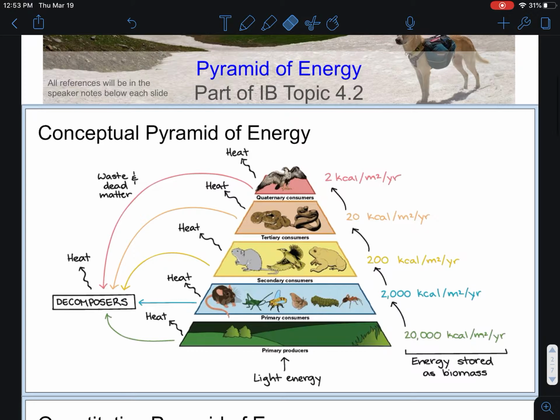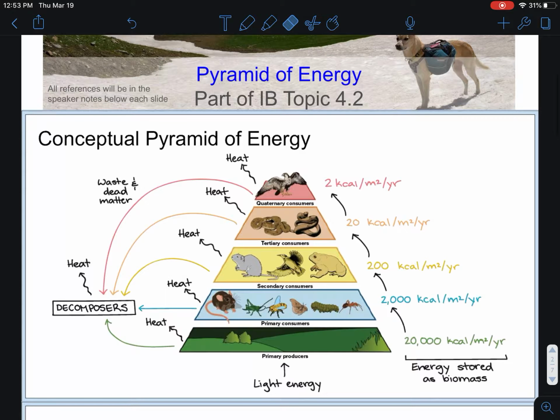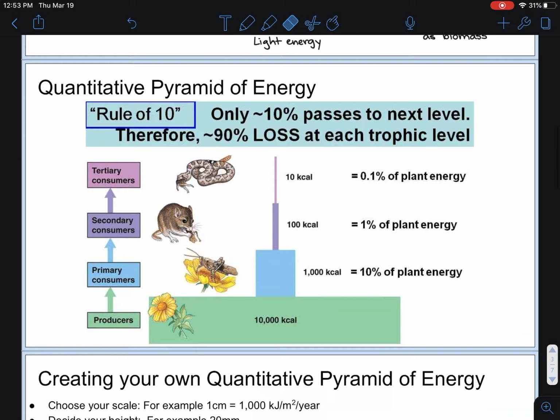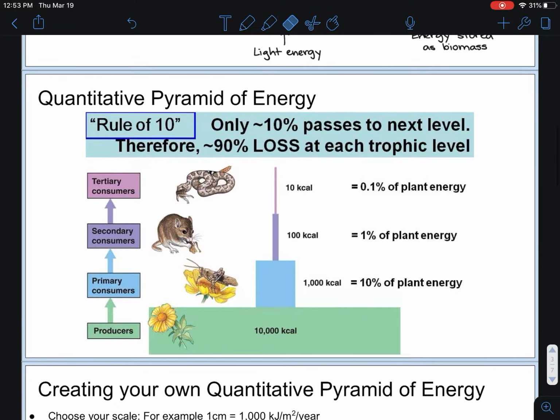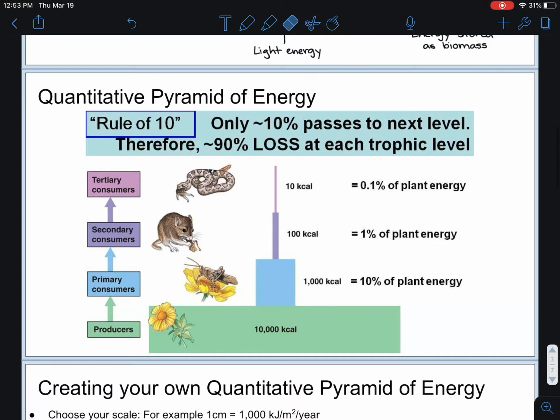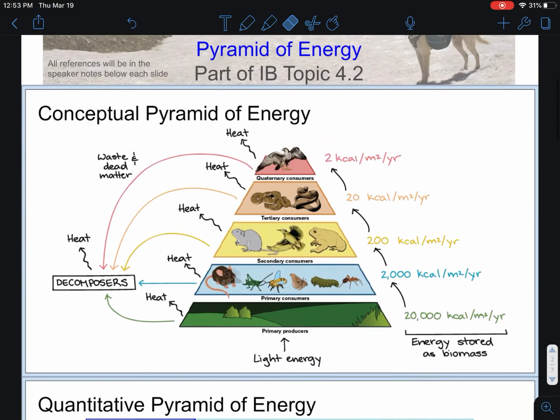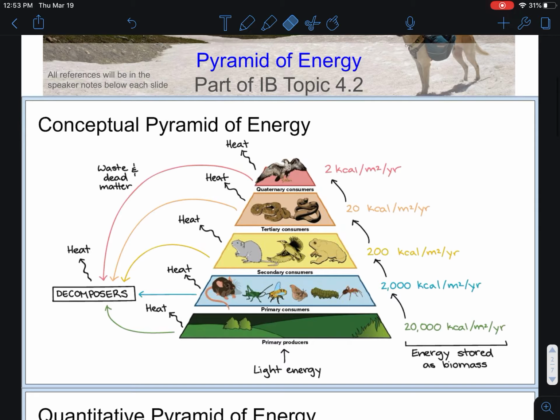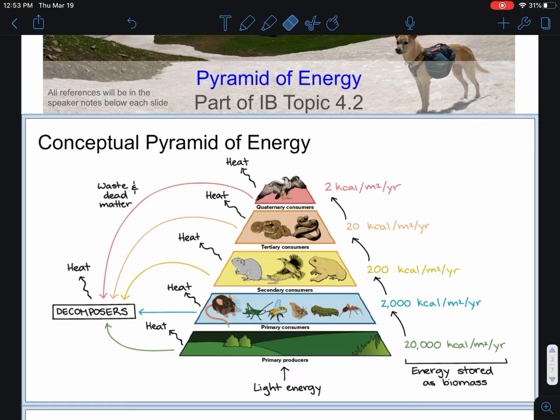This first slide shows a conceptual pyramid of energy. It's conceptual compared to the next slide you'll see, which is quantitative. A little uglier, but the size actually depicts the amount of energy. Let's stay with the conceptual for a moment, just to get an idea of how these things work.